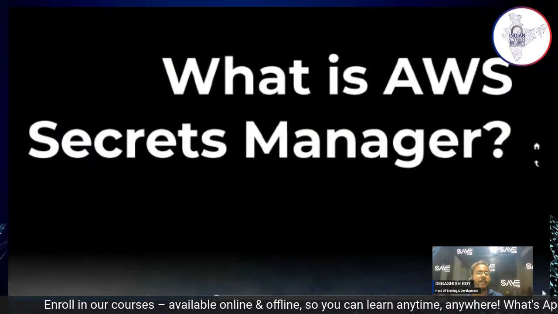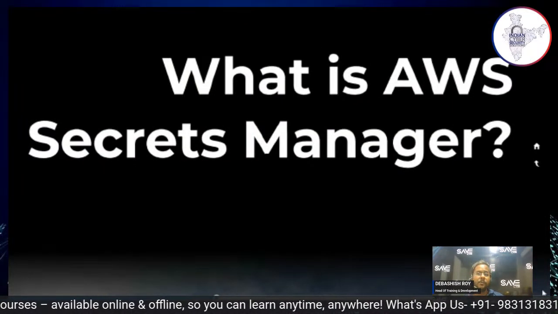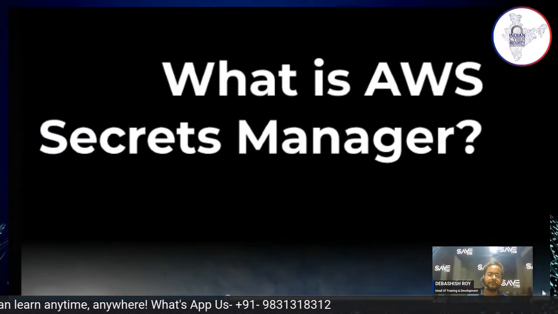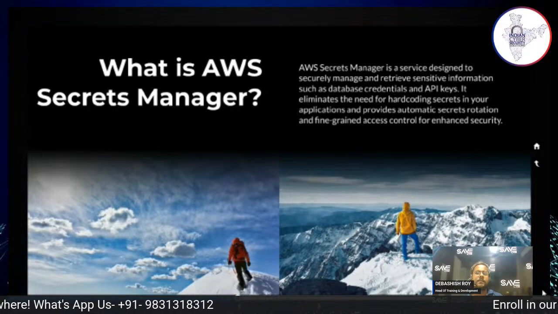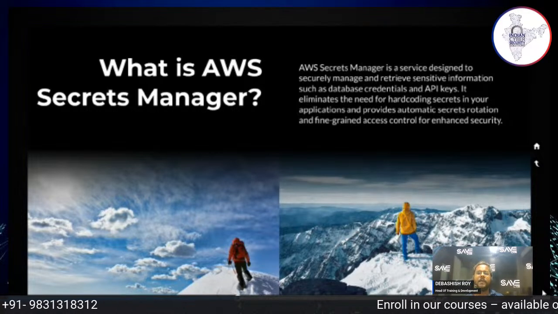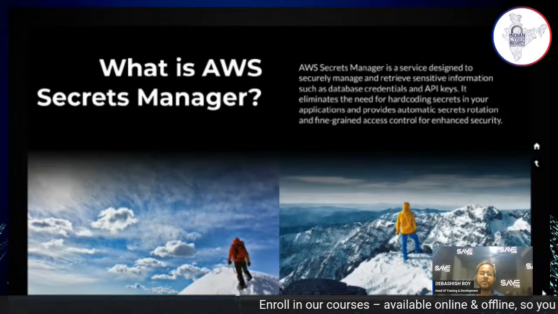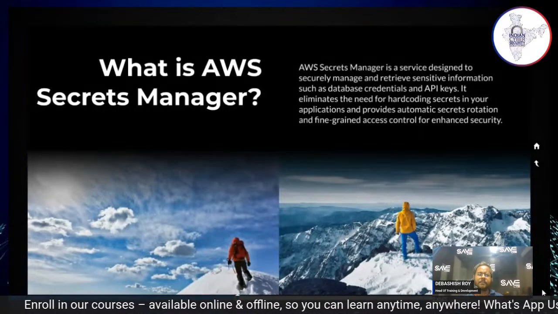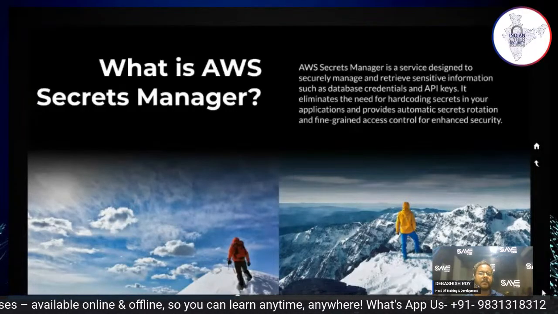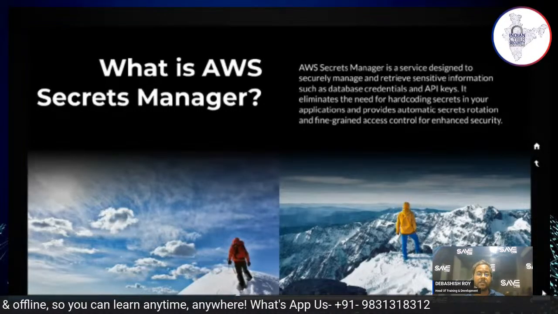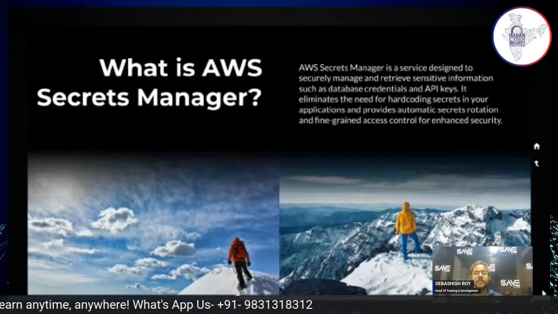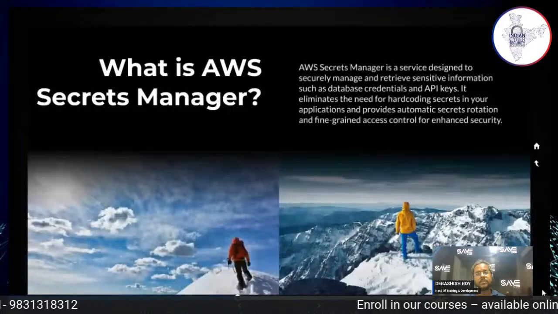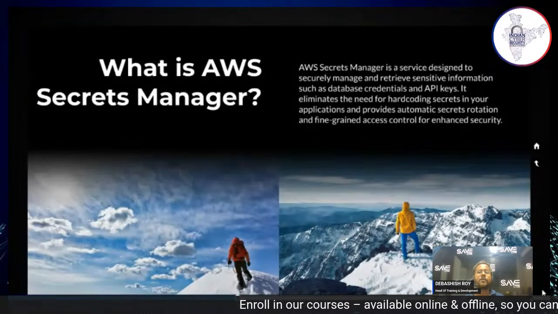Next is, what is AWS Secrets Manager? So now we know what is KMS. So let's come to the second point, that is AWS Secrets Manager. Now AWS Secrets Manager is a service that is designed to securely manage and retrieve sensitive information such as database credentials and API keys. You have the API that is going to interact between different services or programs, and you store these credentials in the Secrets Manager. It eliminates the need for hard coding the secrets in your applications, and it provides automatic secrets rotation that I was talking about, and fine-grained access control for enhanced security.